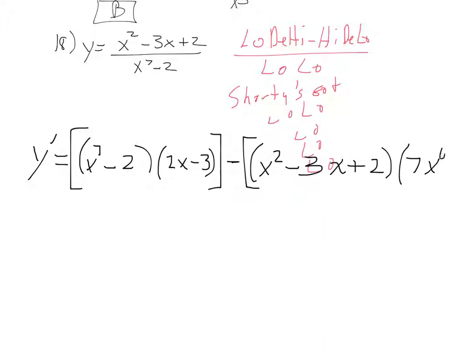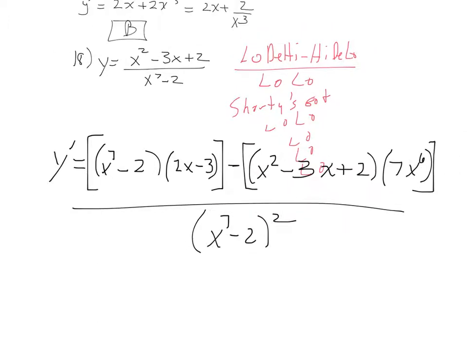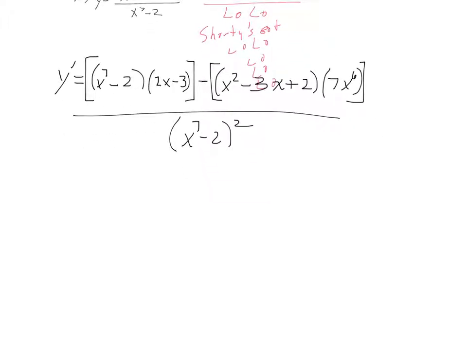7x to the 6, all over the bottom squared. Now, never square the bottom until you get to the very end and you see if you need to for any reason. Probably will never need to. There might be a time that the top might factor and you can cancel something, but just never do anything with the bottom.